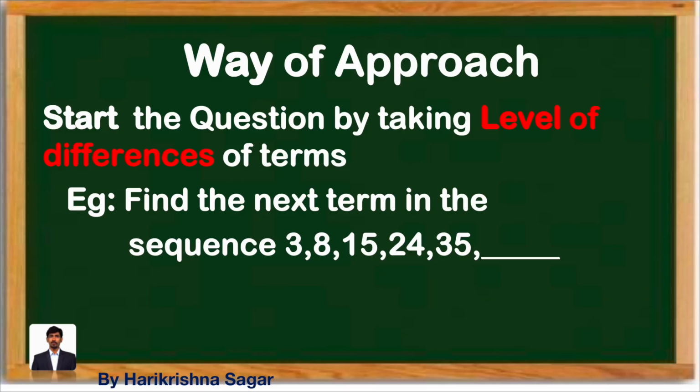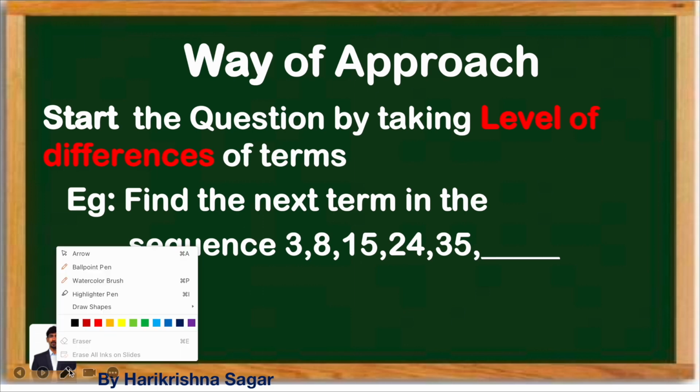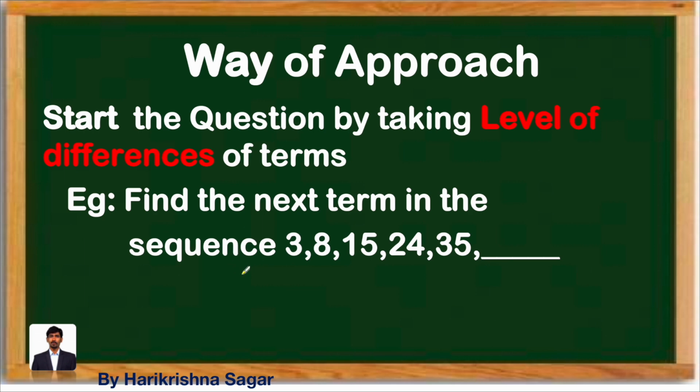So if you look at the approach of solving the question, whenever you see any question from number series and letter series, just use an approach of going with the level of differences. Going with level of differences means, for example, here they are asking you to find out what is the next term in the sequence. We have 3, 8, 15, 24 and 35. So how to proceed with the solution? Just observe the level of difference. This is how you have to start.